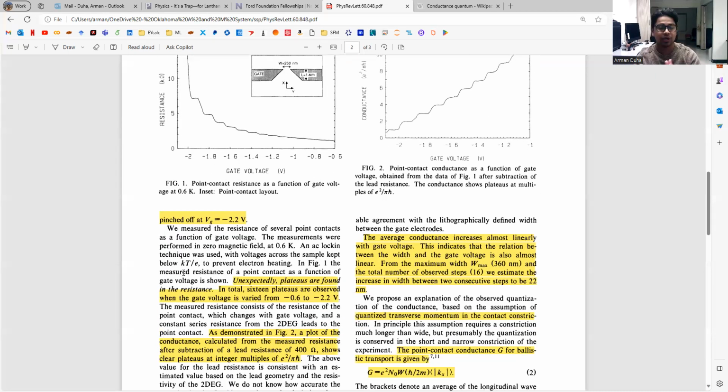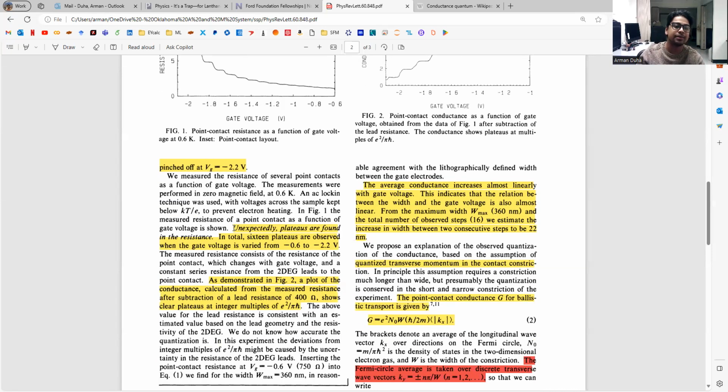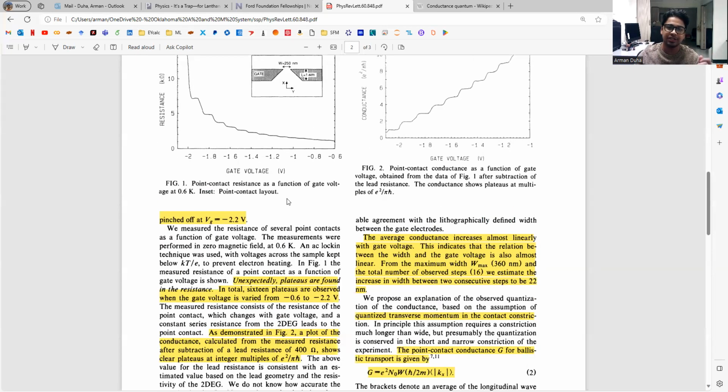So that's the setup. Once you set this thing up and you start measuring, what they found is that there were plateaus in the resistance, and in total there were 16 plateaus that were observed when they changed the gate voltage from -6 to -2.2, which basically means, in other words, that when you change the width from 0 to the maximum width of 250 nanometer.